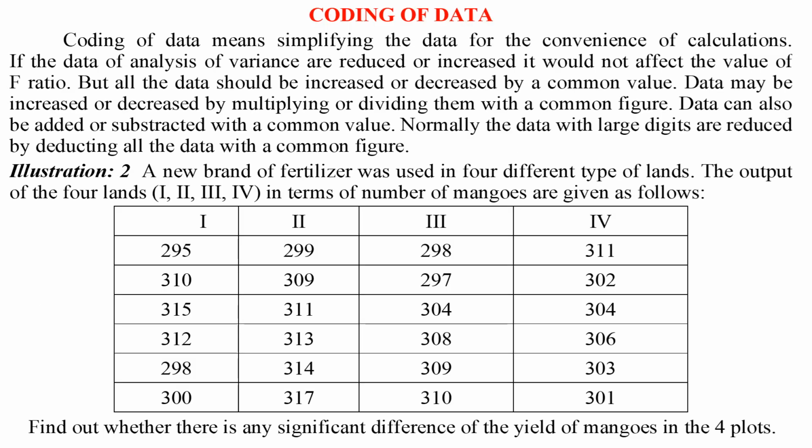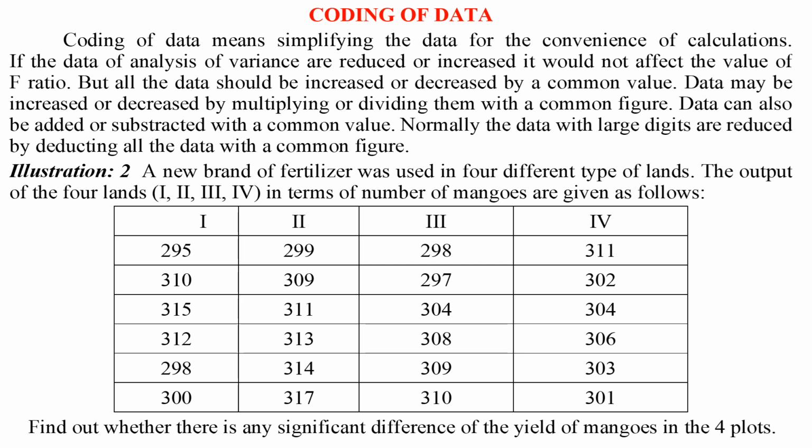Coding of data. Coding of data means simplifying the data for the convenience of calculations. If the data of analysis of variance are reduced or increased, it would not affect the value of the F ratio. But all the data should be increased or decreased by a common value. Data may be increased or decreased by multiplying or dividing them with a common figure. Data can also be added to or subtracted with a common value. Normally the data with large digits are reduced by deducting a common figure from all the data.